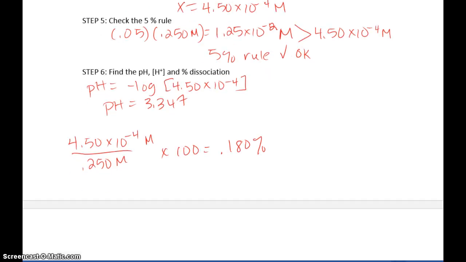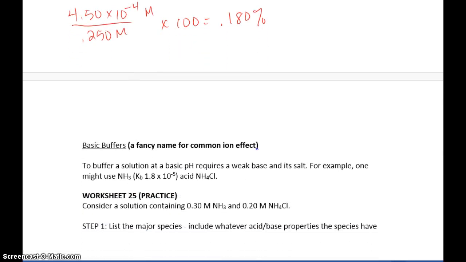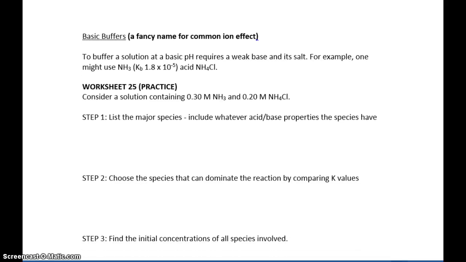Now, I know the next problem is for you to practice a basic buffer, but I want to take a second just to set it up for you so that you can get started and know what to do. To buffer a solution at a basic pH, it requires a weak base and its salt. So one might use ammonia and ammonium chloride. We're not going to use these chlorides, our alkali metals, or our halogens. Our major species are NH3, and we can list it as NH4+. That Cl is not going to be important.